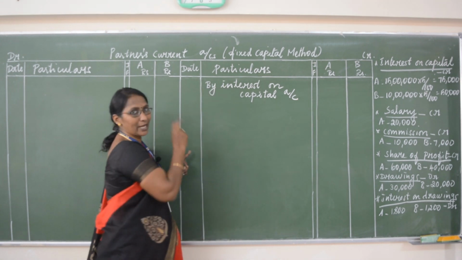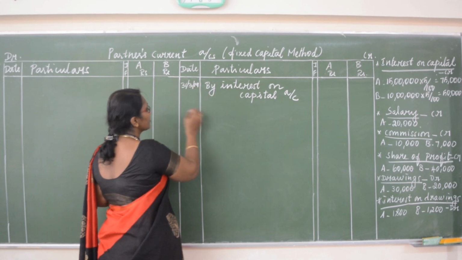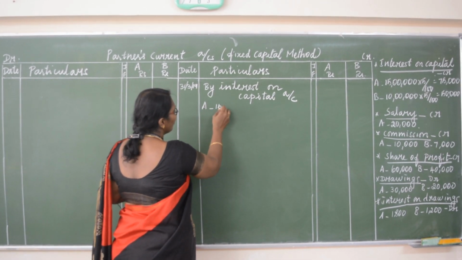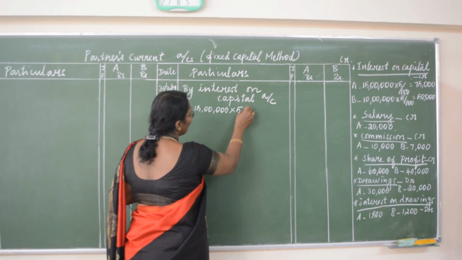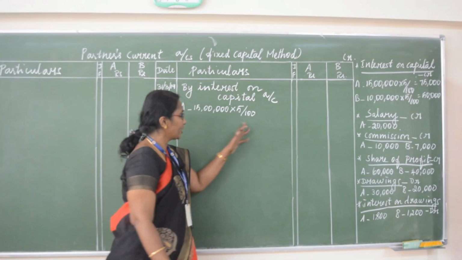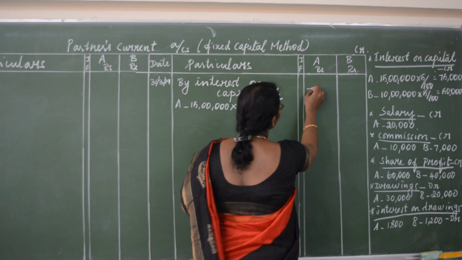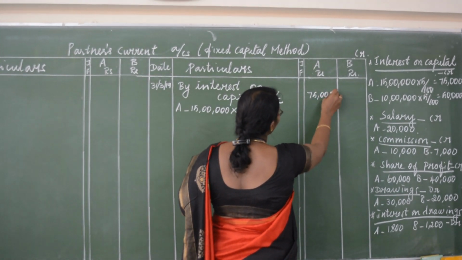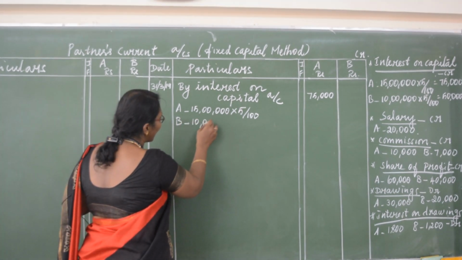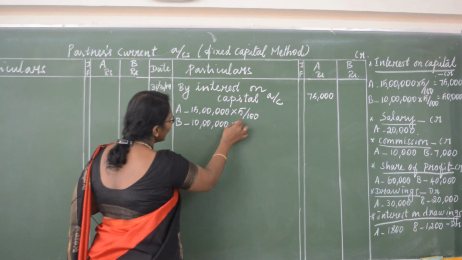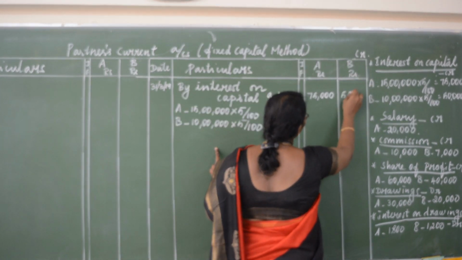Once again I will show calculation here. This is on closing date. For A, 15 lakhs into 5 by 100. It's for 1 year, so 12 by 12, it comes to 1, so I am not writing. How much here? 75,000. For partner B, 10 lakhs into 5 by 100, we get 50,000.